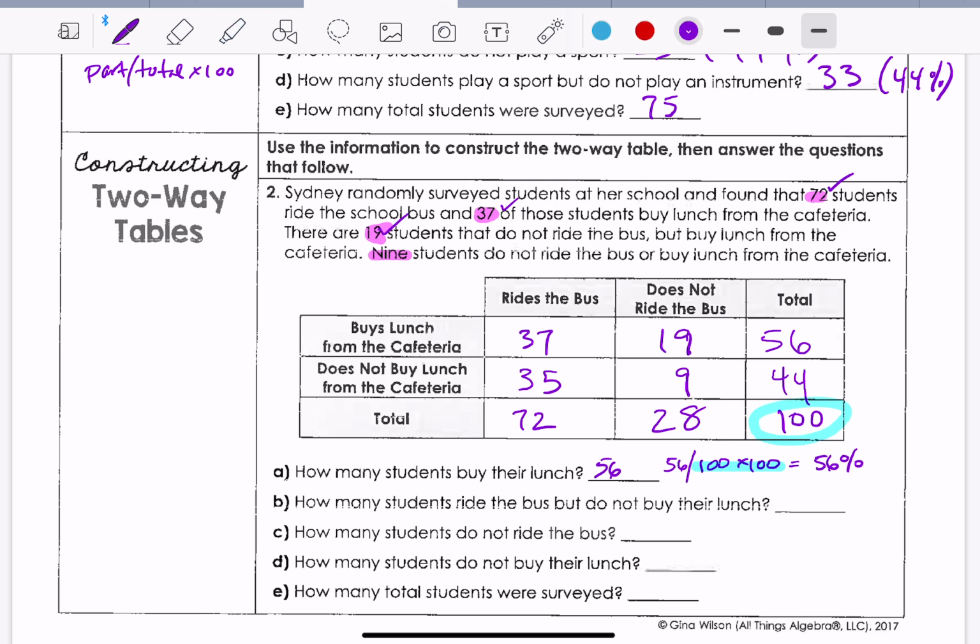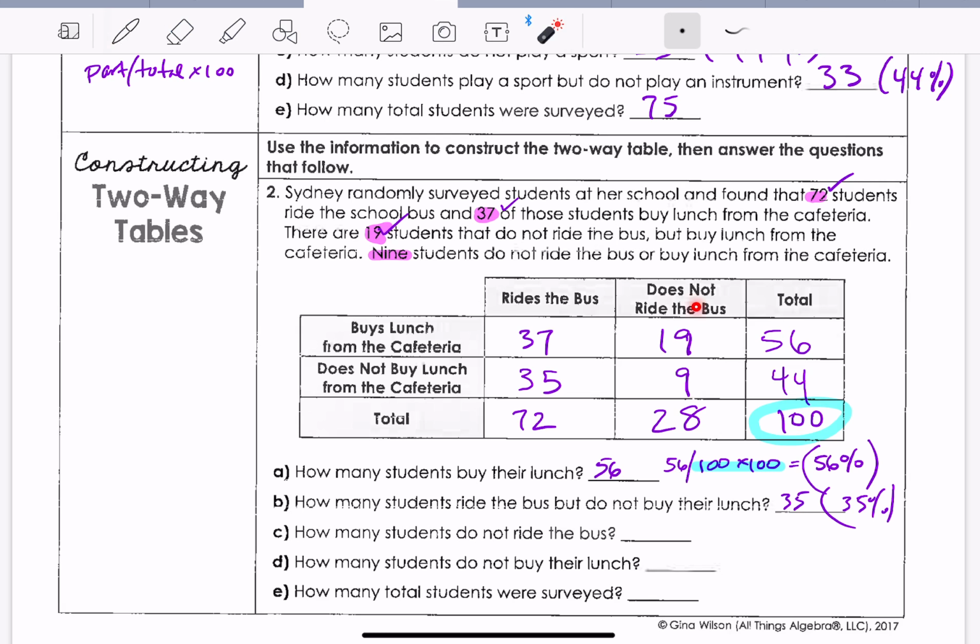How many students ride the bus but do not buy their lunch? Ride the bus, do not buy their lunch. So I am coming into this spot right here. It's going to be 35, and that's going to be 35%, right? Then for C, how many students do not ride the bus?